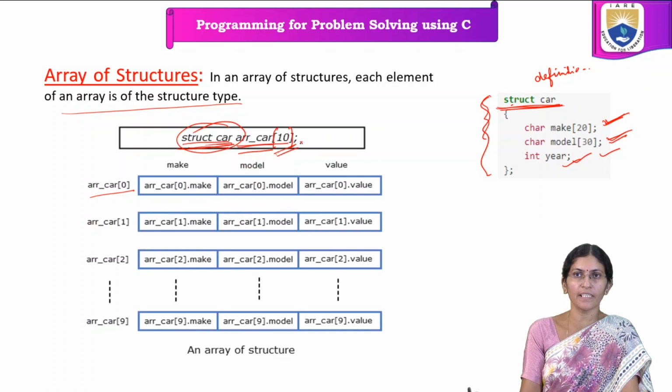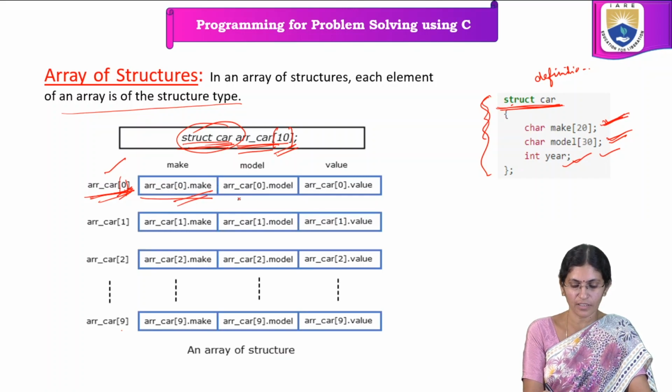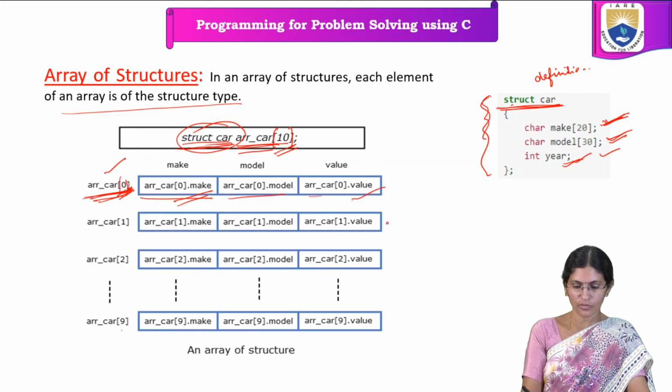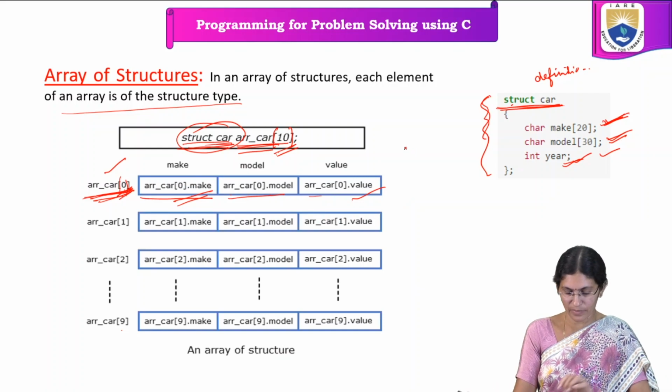Suppose we have declared 10 elements of this array. We can access each element by ARR car and then 0. Index starts from 0 to 9. In order to access the first element, we have the index 0. To access the first member of the first element, we use ARR car of 0 dot make. To access the second member, ARR car 0 dot model. And to access the last member of the first element, ARR car 0 dot year. In this way, you can get a representation of how an array of structures is represented.